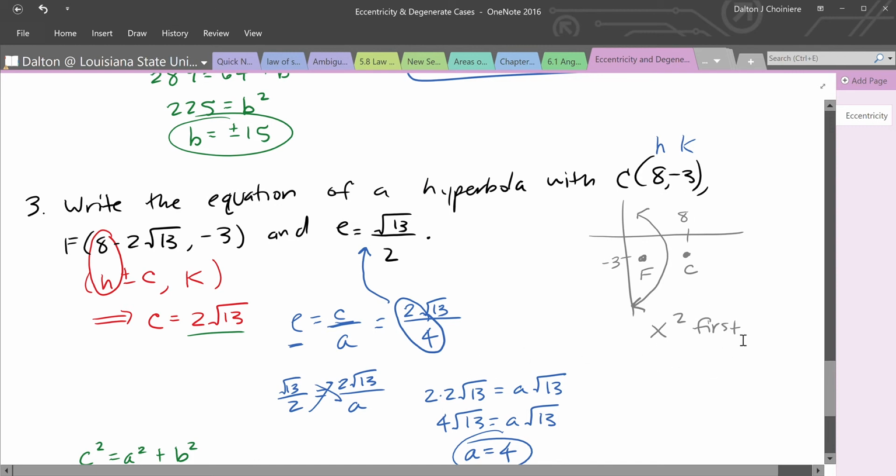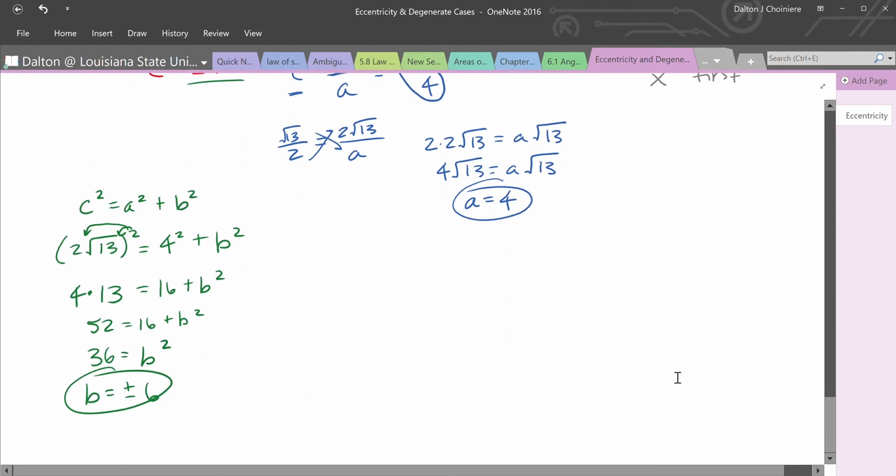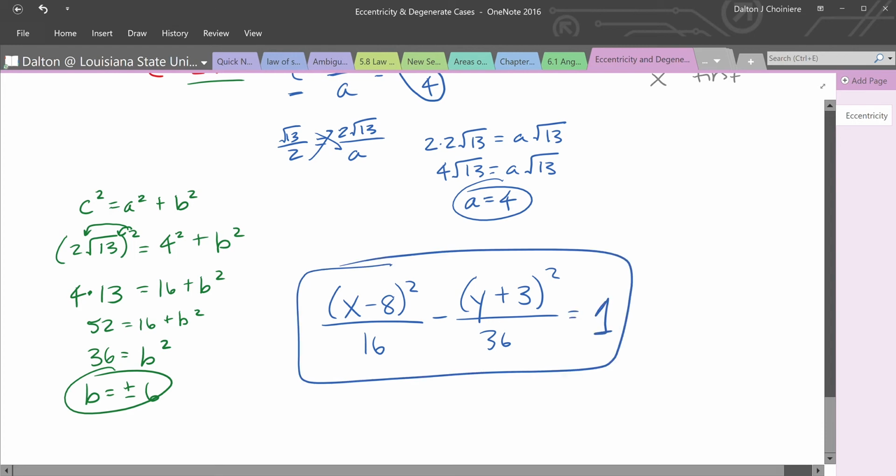We also know by the orientation of our hyperbola that the x squared term will need to come first. So our final answer will be x minus h, so it'll be x minus 8 squared over a squared, 4 squared will be 16, minus y minus k, which will change to y plus 3 squared over b squared, 6 squared is 36, is equal to 1. So that's the story with eccentricity.